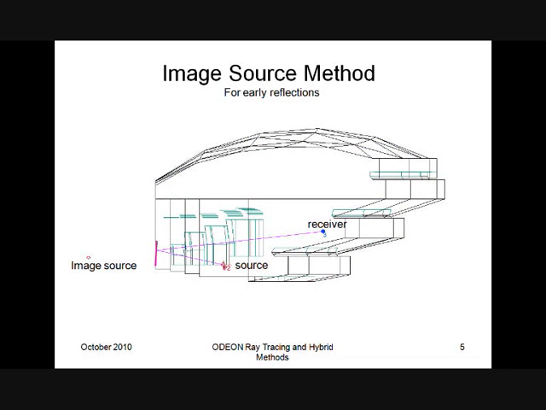When a surface is found to create a first-order reflection, the location of the image source is found. For a certain receiver, the line in direction of the image source must go through the surface in order to be a valid reflection.